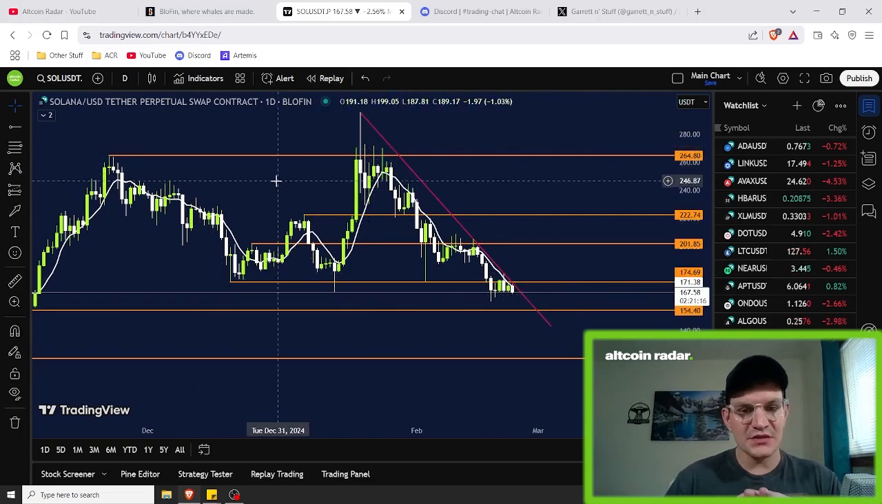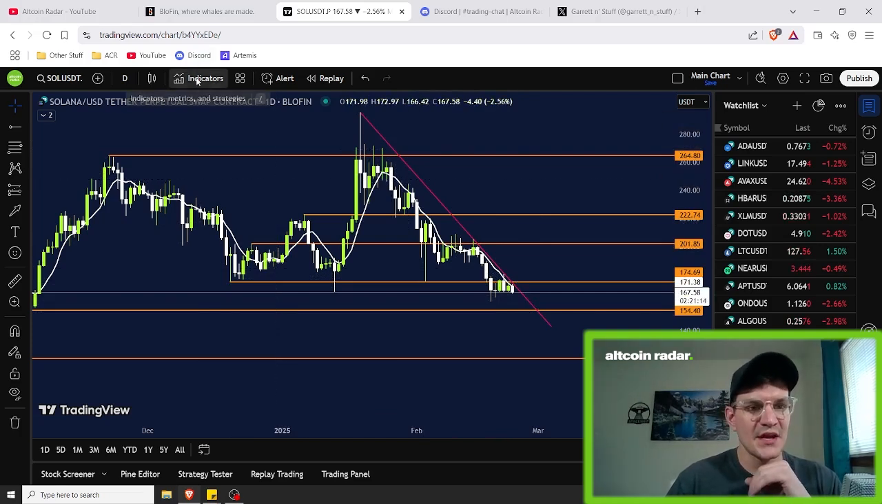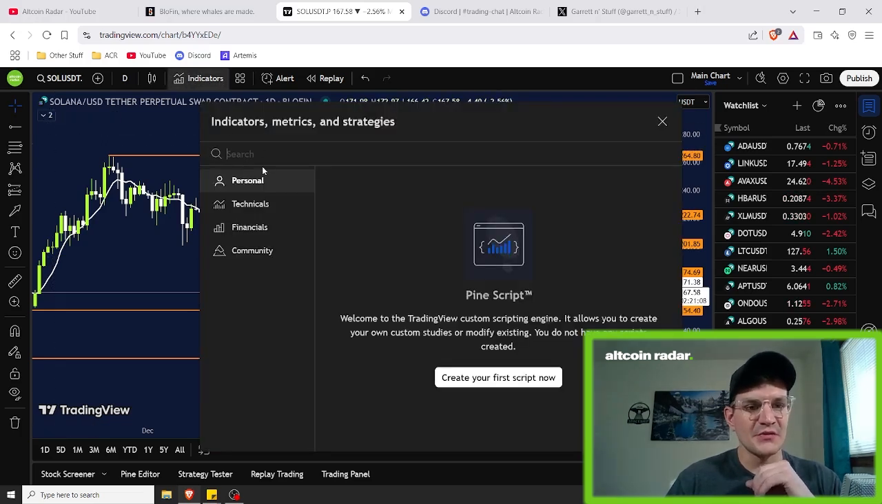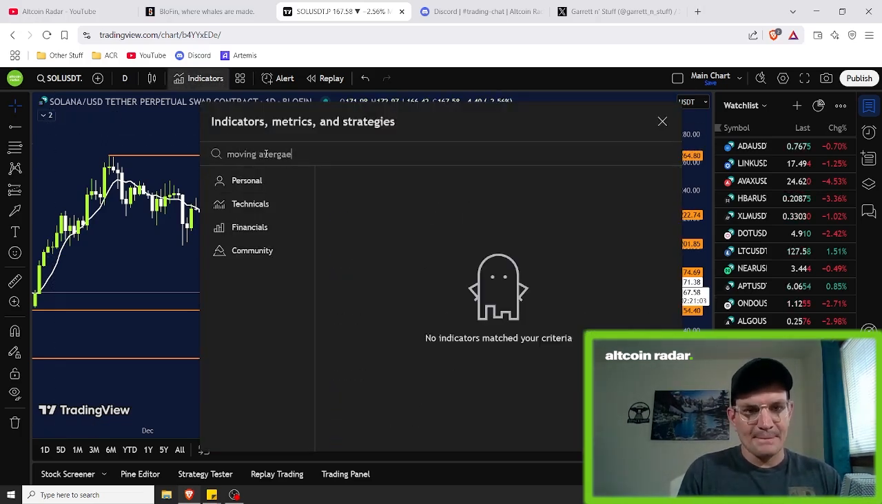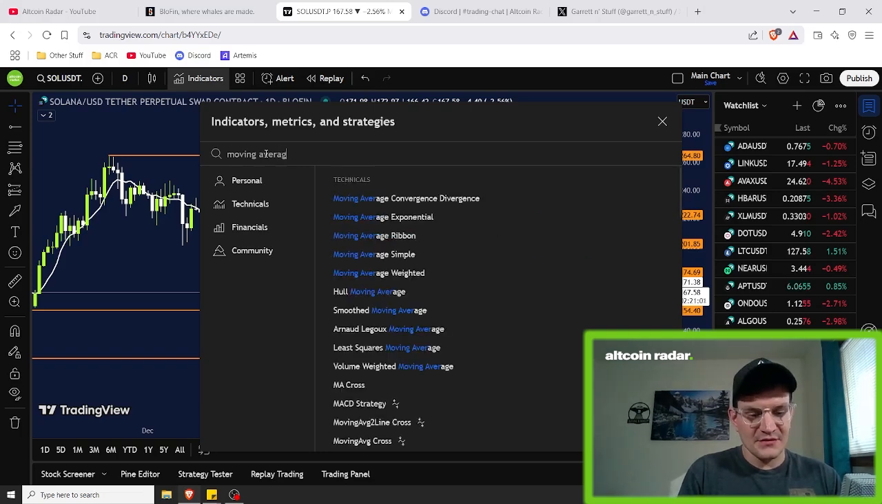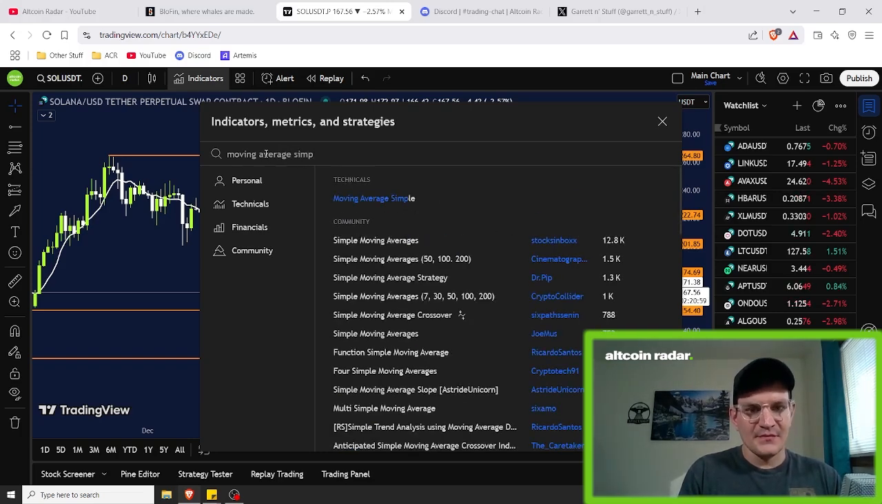And what I want you guys to do is go to indicators and find the 7-period SMA. So you're going to go to indicators and type in moving average. Whoops, I spelled average wrong. Moving average simple. And it's going to be right here, and you just click on it. I'll go ahead and click on it too, and show you what it's going to do.